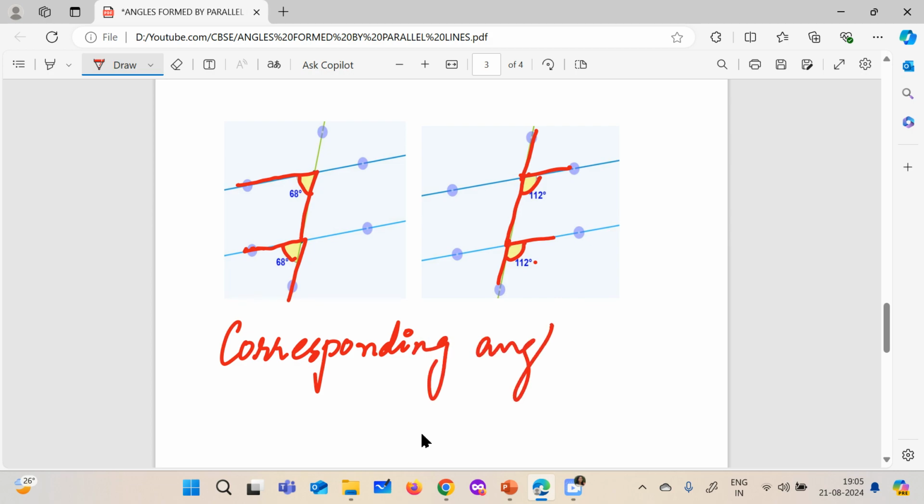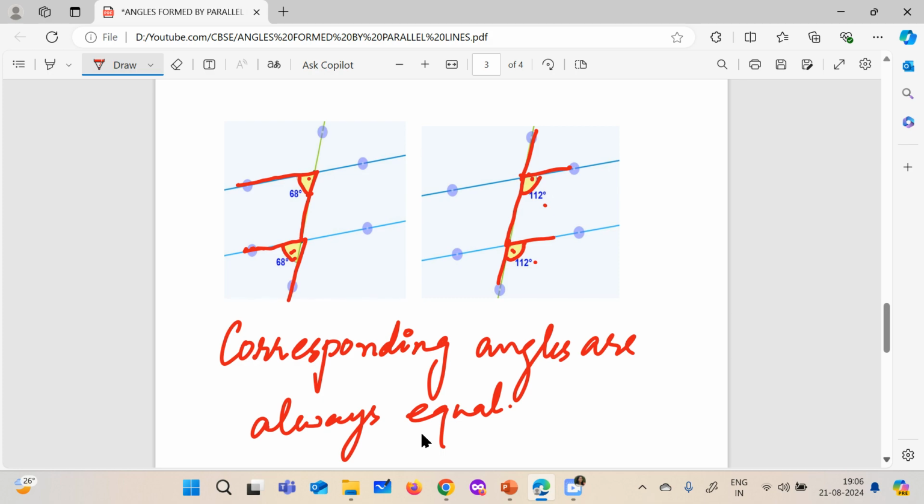Corresponding angles are always equal. So you can see here in the given example, because this and this are a pair of corresponding angles. So this is 68 degrees, hence this is also 68 degrees. And here this and this, these two are a pair of corresponding angles. So when this is 112, this is also 112 degrees.